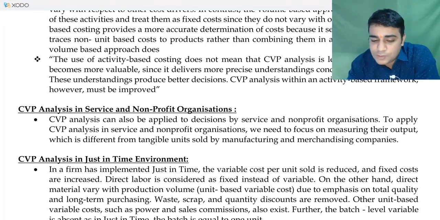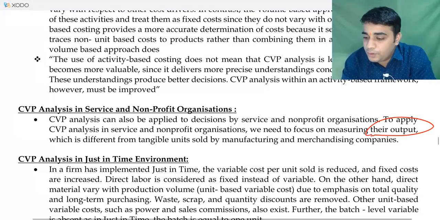CVP analysis can also be applied to decisions by services and non-profit organizations. To apply CVP analysis in service and non-profit organizations, we need to focus on measuring their output. Output is technically the cost unit. You would have learnt different cost units for different industries.